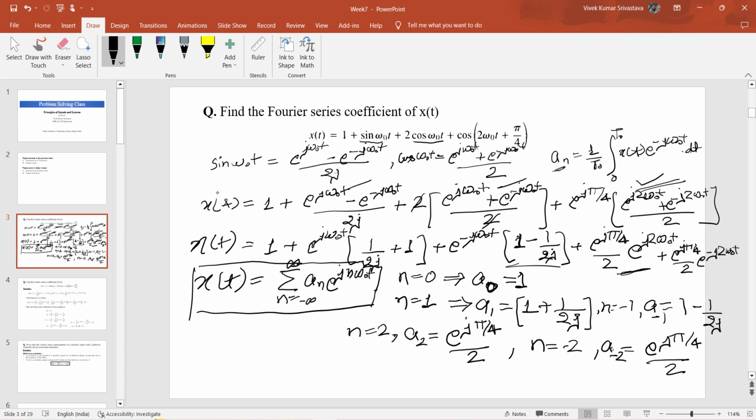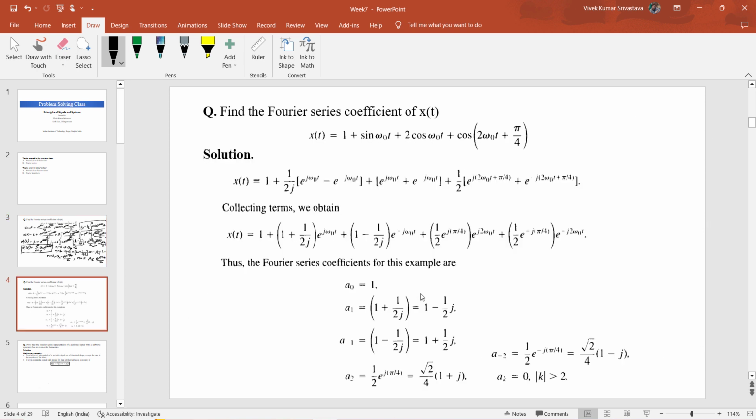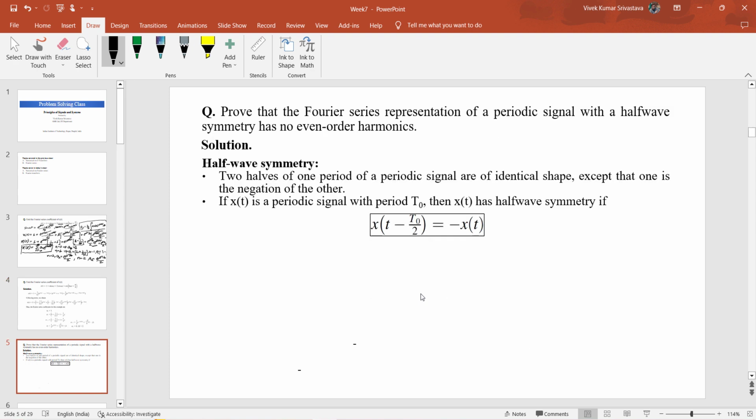So that is how we can easily calculate the Fourier series coefficient instead of just using this formula. By using this simple method we can easily evaluate the Fourier series coefficient. So yeah, this is the solution. Let us now move ahead to the next problem.